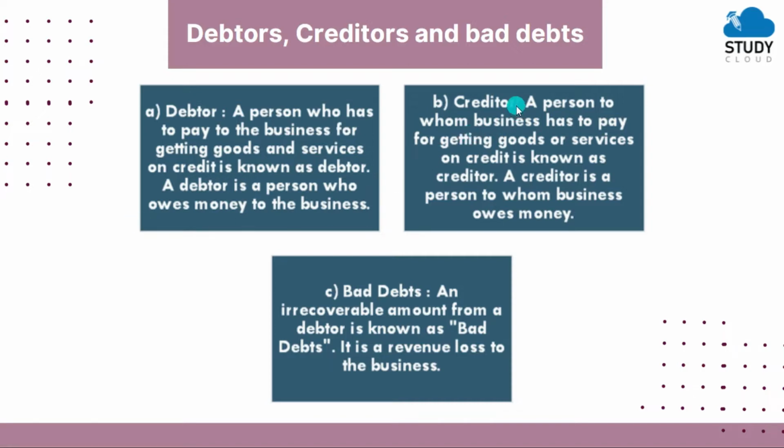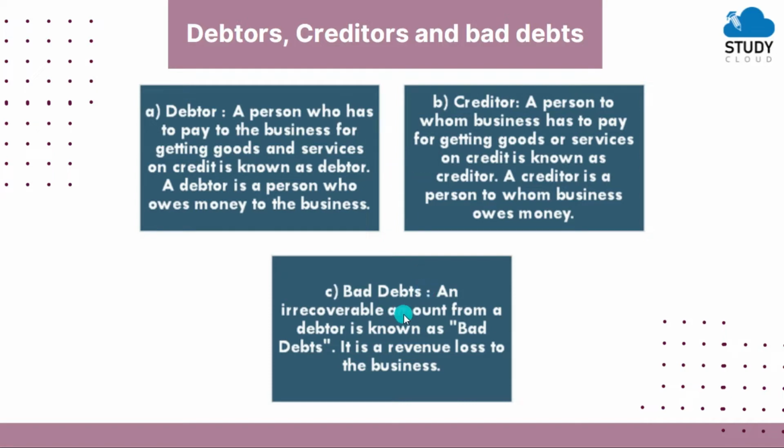Now what is a creditor? A person to whom the business has to pay for getting goods or services on credit is known as a creditor. A creditor is a person to whom the business owes money. When the business purchases any goods or services on credit without paying any money, the business has to pay money to that person, and that other person is known as a creditor.